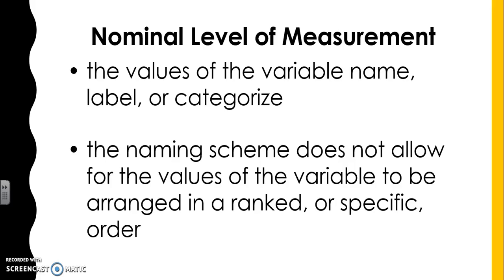So in this video we're going to talk about the 4 levels of measurement. The first level of measurement is called nominal level of measurement. The values of the variable name, label, or categorize. The naming scheme does not allow for the variables to be arranged in any kind of order. So the way I think about this is it's just a characteristic and it's the simplest level of measurement.